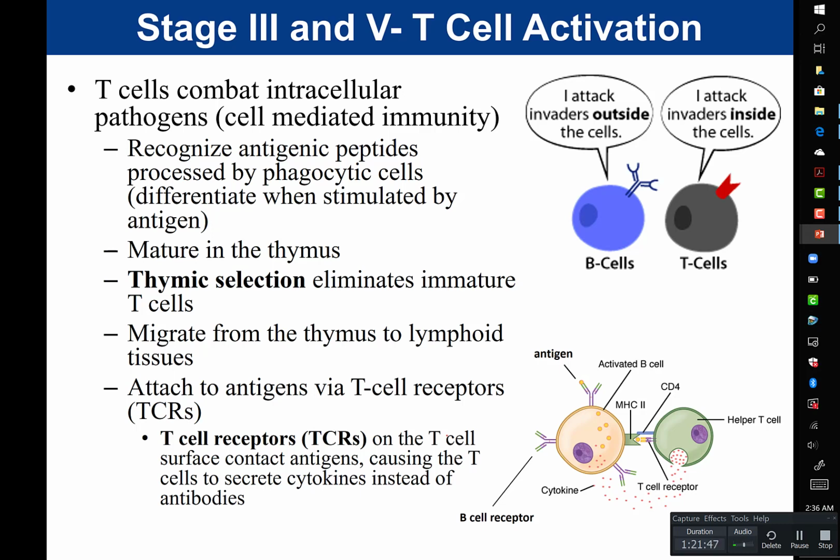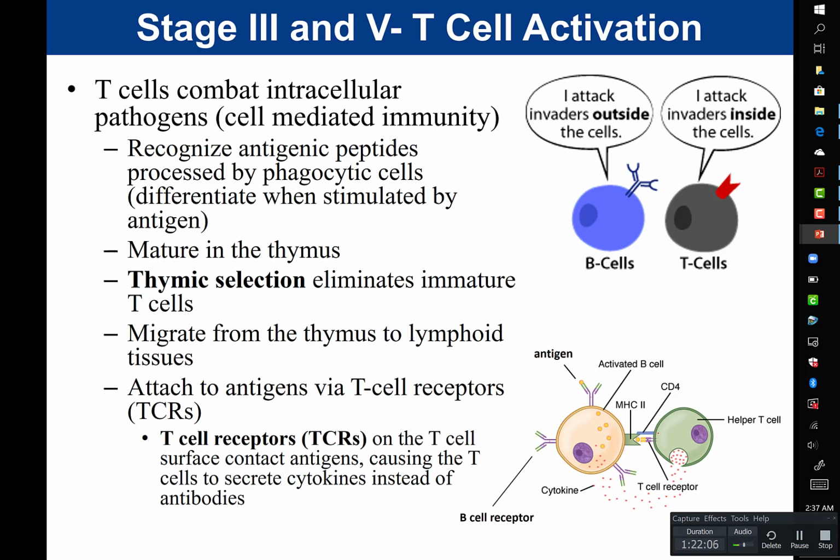So again, our T cells are going to use cytokines, our B cells are going to produce antibodies. And so this little animation here is showing B cells attack invaders outside of the cells, and the T helpers, or the cytotoxic T cells, attack invaders inside the cells. And so they work together, but they each have their own role.